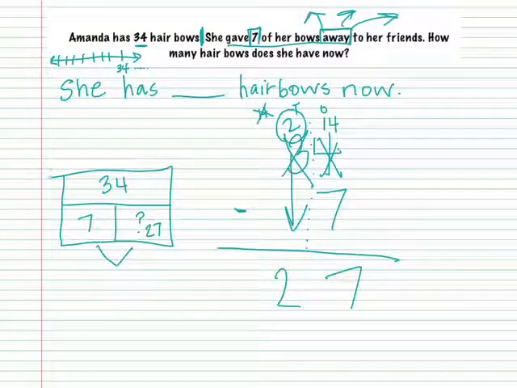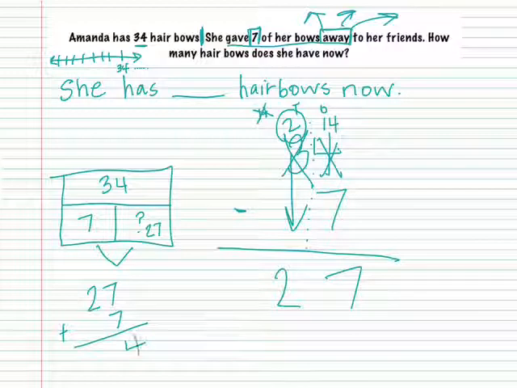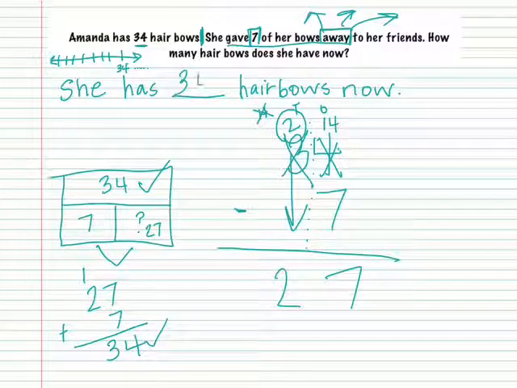Of course, I can check my work because I know this bar model. The 2 should match the top. So I'm going to go ahead and do that. 27 plus 7. A double. 7 plus 7 is 14. 4 carry the 1. 1 plus 2 is 3. It checks out. 34. So, oh, not 34. I apologize. It is 27. So she has 27 hair bows now.